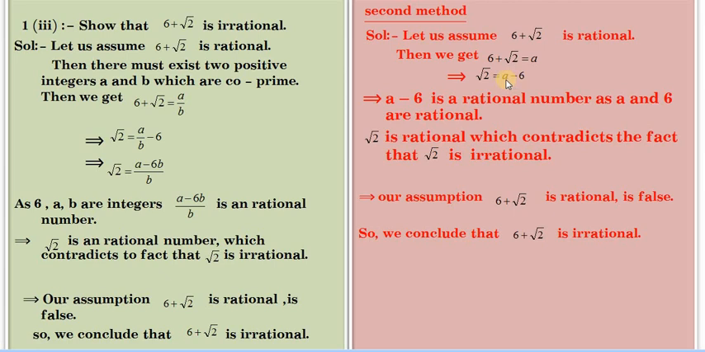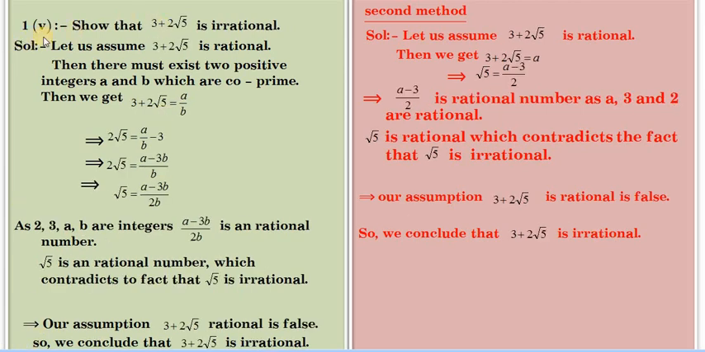Now in simple terms, a is an integer, 6 is an integer, so a minus 6 will also be an integer, and every integer is a rational number, so this is a rational number. If this is a rational number, it means root 2 is a rational number. That contradicts the fact that root 2 is irrational, because here we are getting root 2 as rational. So our assumption is wrong. The assumption that 6 plus root 2 is rational is false. That means 6 plus root 2 is irrational.